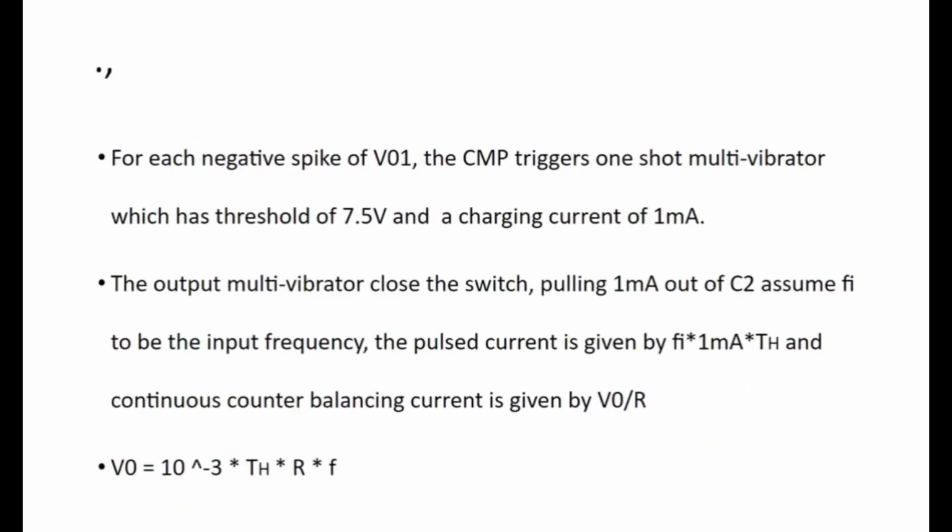For each negative spike of V01, the comparator triggers the one-shot multivibrator, which has a threshold voltage of 7.5 volt and a charging current of 1 milliamp. The output multivibrator closes the switch, pulling 1 milliamp out of C2. Assume Fi to be the input frequency. The pulse current is given by Fi into 1 milliamp into Th, and the continuous counterbalancing current is given by V0 by R, where V0 is equal to 10 power minus 3 into Th into R into F.